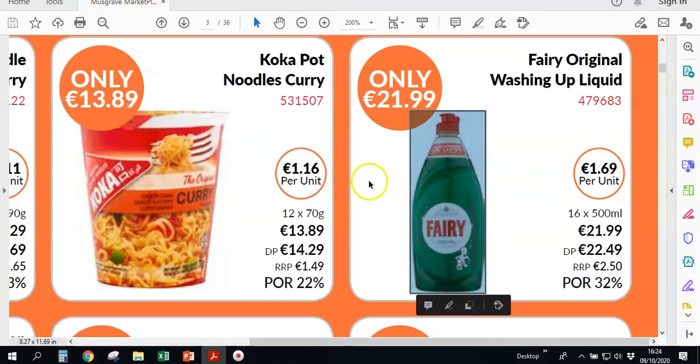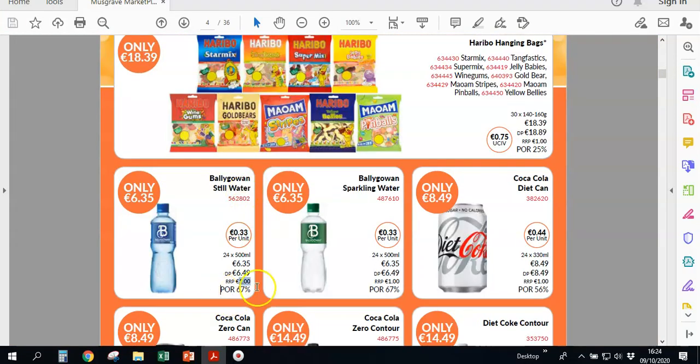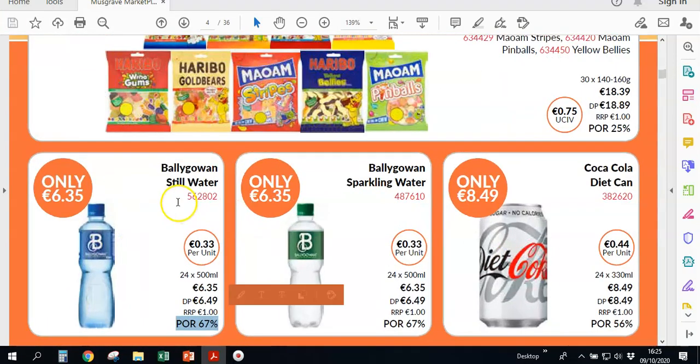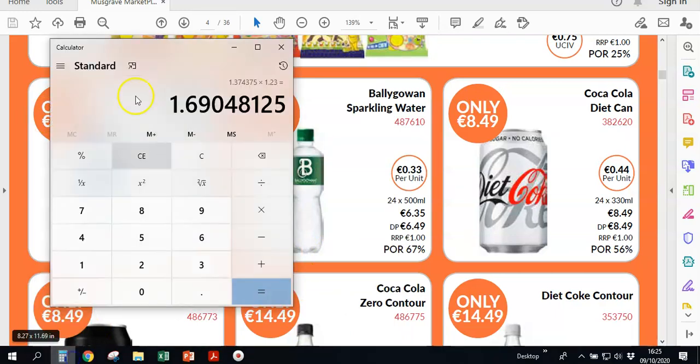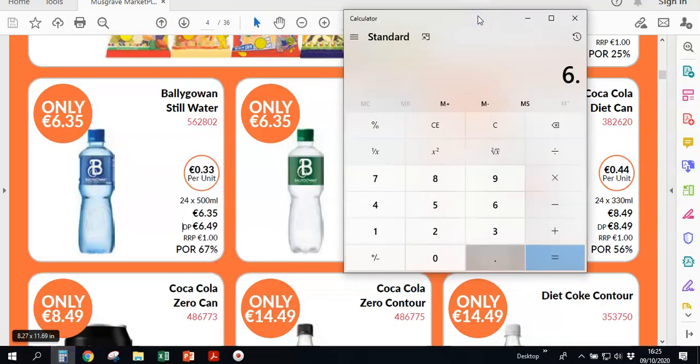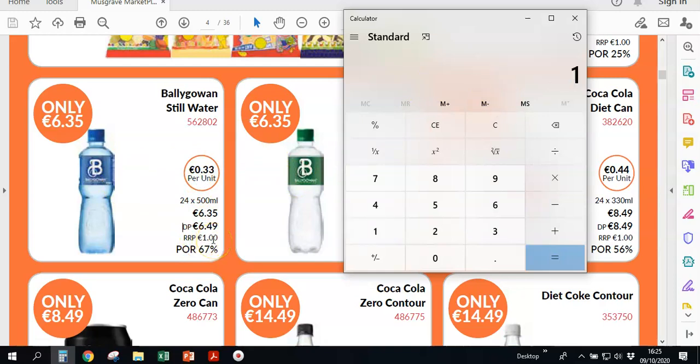So for example, if we go and look at a different one then, let's go down and say, look at, for example, bottle of water. Profit on return 67%. So very profitable here for a retailer that's buying it. So you're saying you buy a case of water for $6.35, there's 24 bottles in a case, 26 cent. But again, you add on the VAT, which is 23%. So that's your 33 cent a unit, they've rounded, and you sell it for €1. So €1 you sell it for, including VAT.